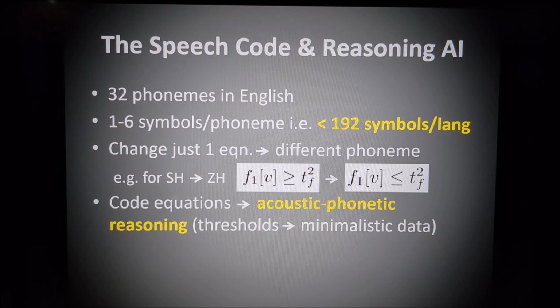They're not learned from data. Only their thresholds are fine-tuned using very small amounts of data, minimalistic data. We call this reasoning AI. I recently presented these results at the world's topmost AI conference in speech, and a link to my paper is in the description box below.